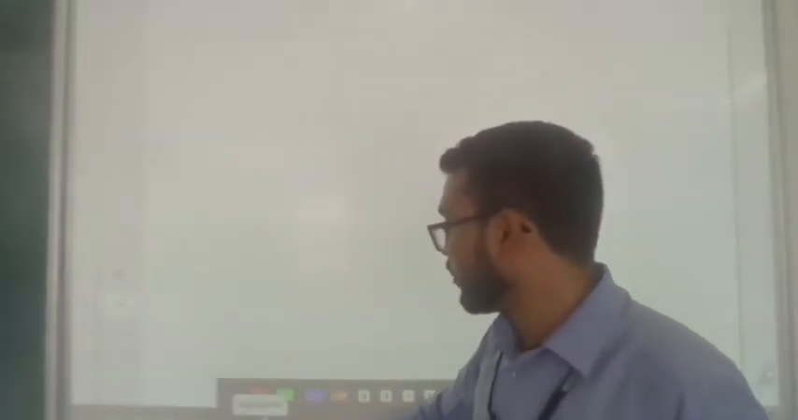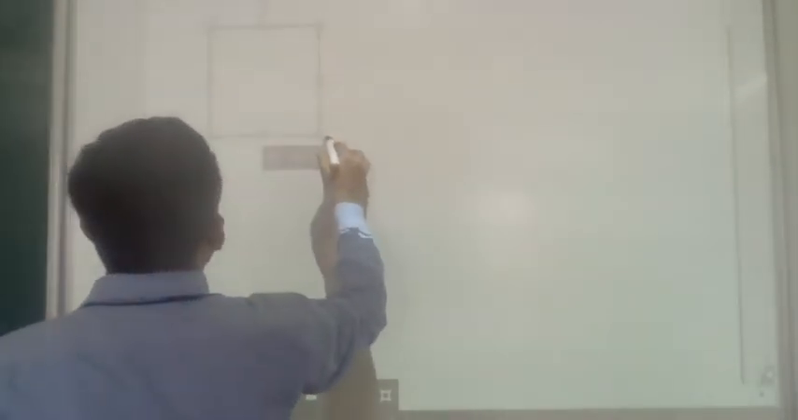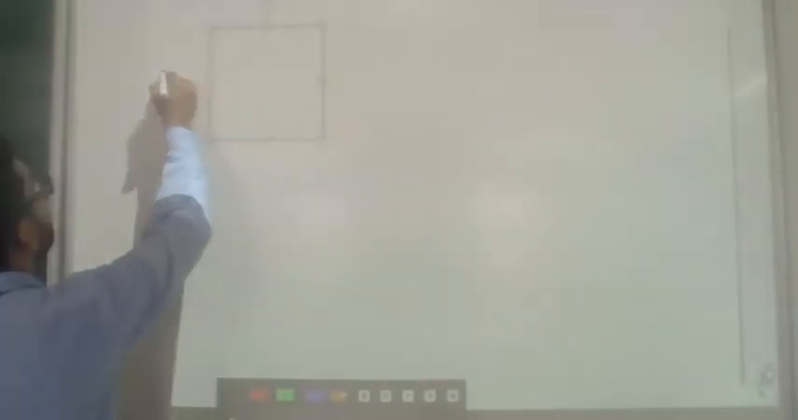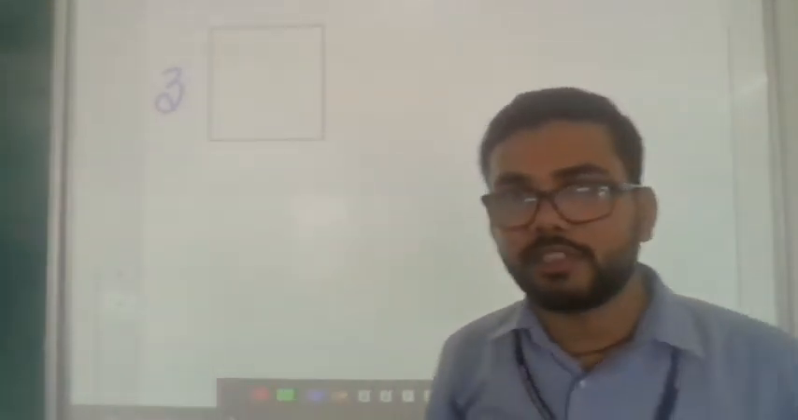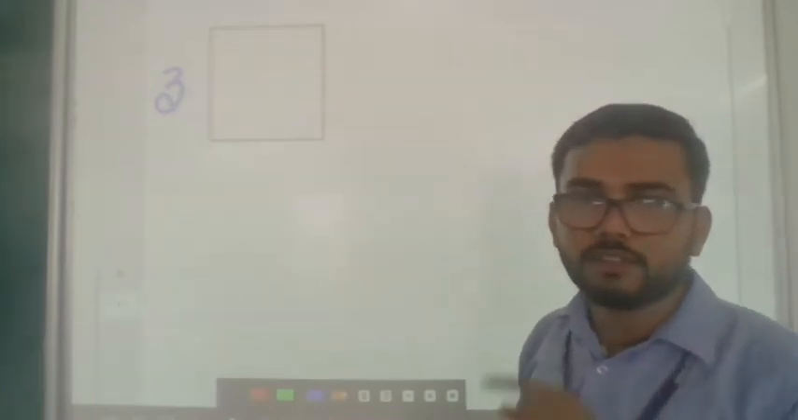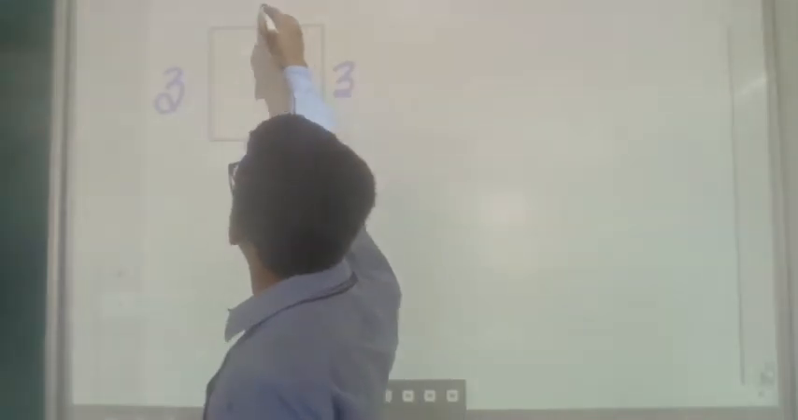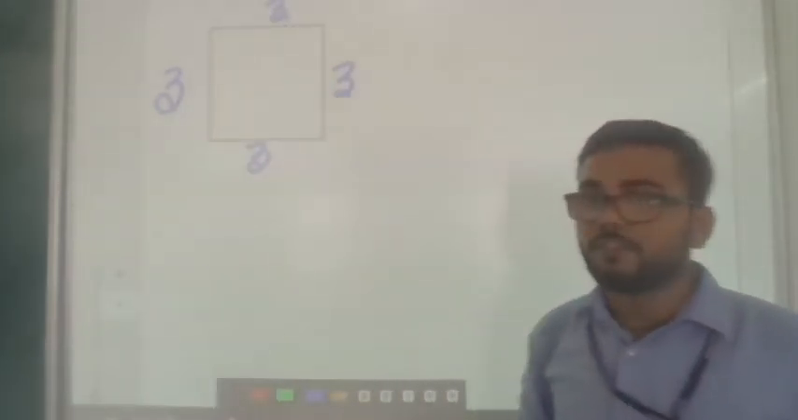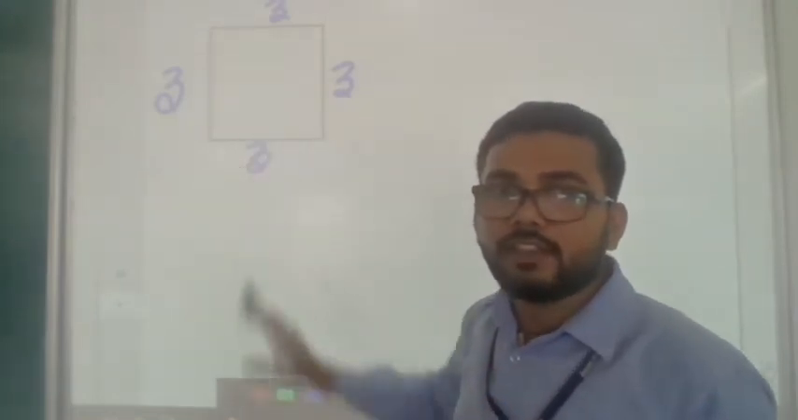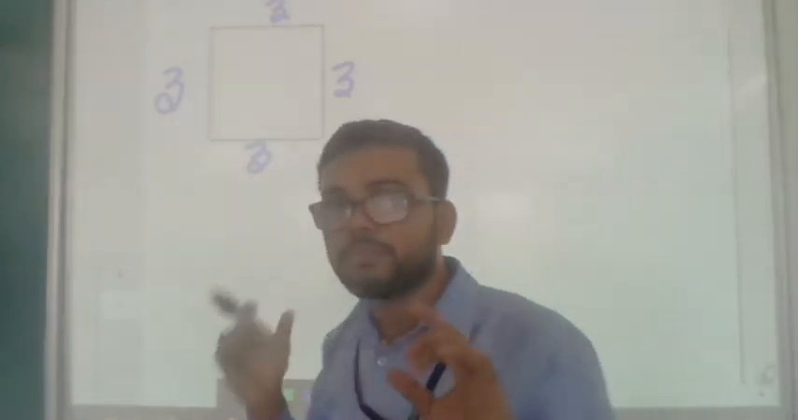Now you should notice something about geometrical figures. Suppose you draw a square of side length 3 centimeter. According to the properties of a square, all the sides become 3 centimeter.